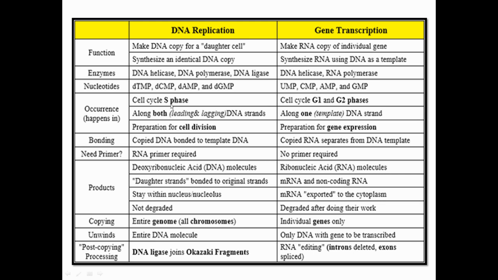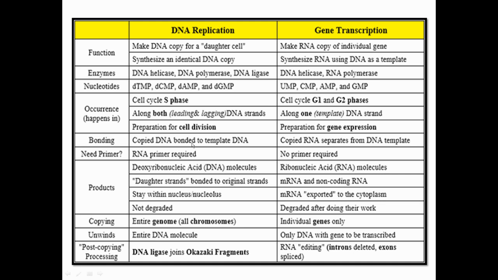DNA replication takes place in the S phase, and transcription takes place in the G1 and G2 phases. Replication occurs for both leading and lagging strands. We have discussed this in the previous module: leading and lagging strands, and preparation for cell division. But transcription happens in G1 and G2 phase along one template DNA strand, in preparation for gene expression.